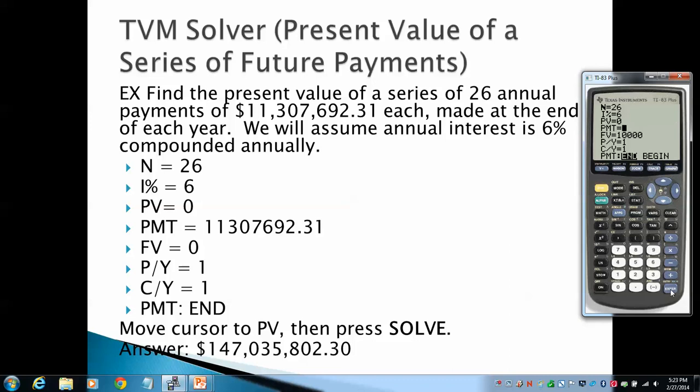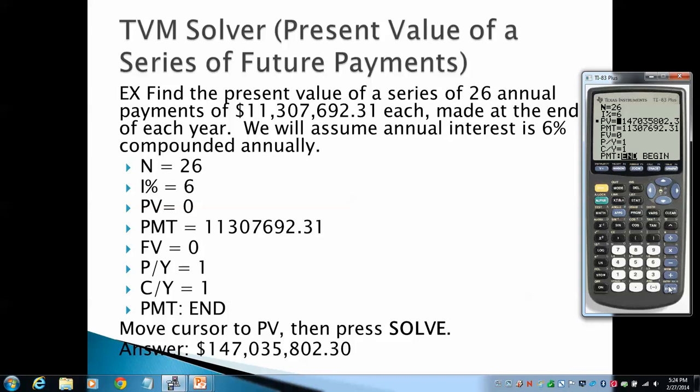The payment, that's the amount of the regular payment, so that would be 11,307,692.31. And then enter. The future value is 0. We're not saving up for anything, so let's just make that 0. Payments per year, compounding periods per year. The number of compounding periods per year is 1. So the number of payments per year is the same. Those are both 1. We move the cursor to what we don't know, which is present value, and then press solve. That's alpha enter.